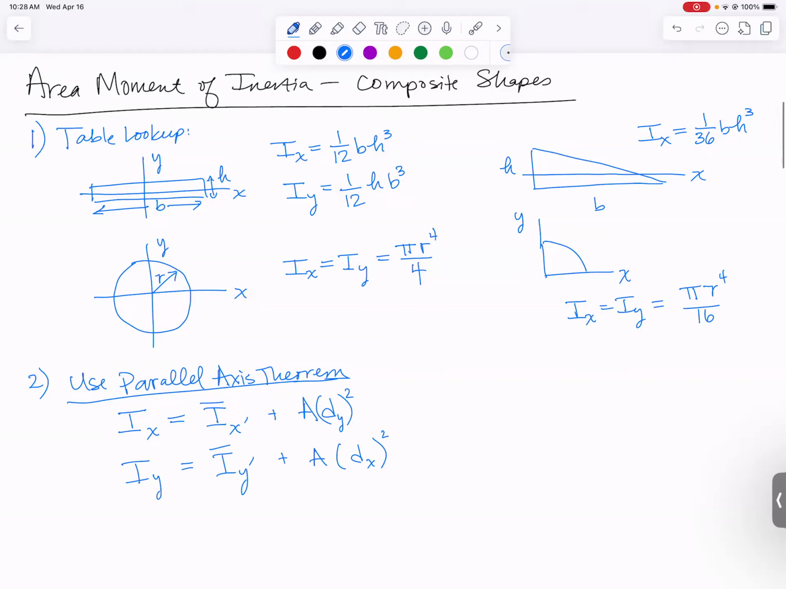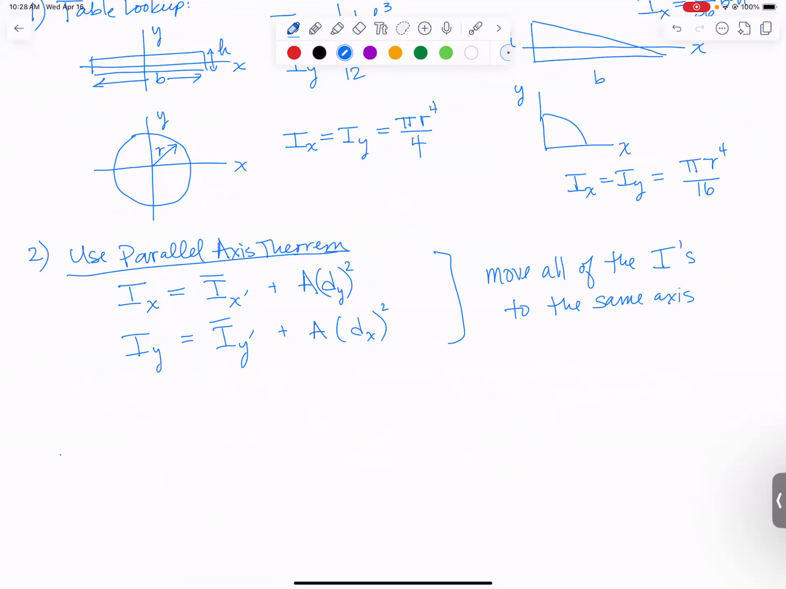And what we do with this is we're going to move all of the moments of inertia to the same axis. Let me draw a quick picture to show you what I mean by that. So let's say I had a rectangle attached to another rectangle attached to yet another rectangle. And I needed to find the moment of inertia of all of those about some axis.